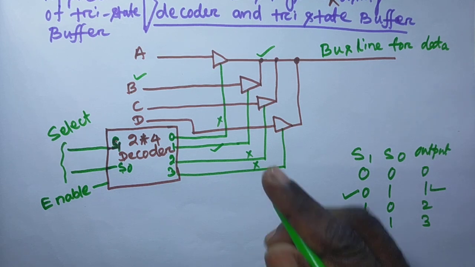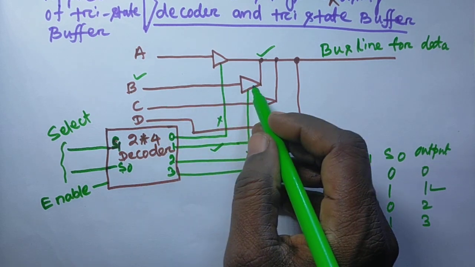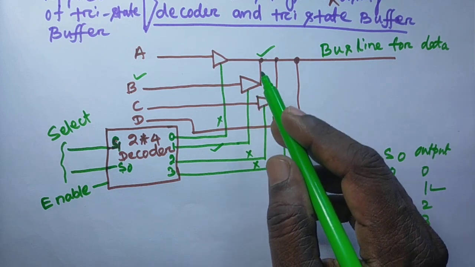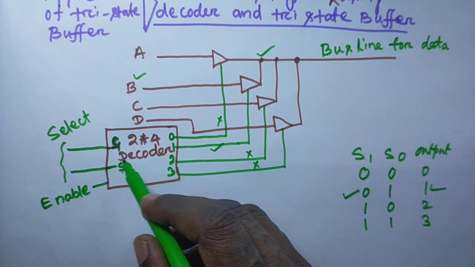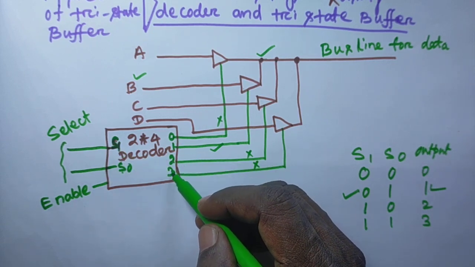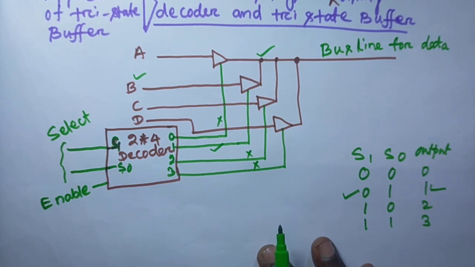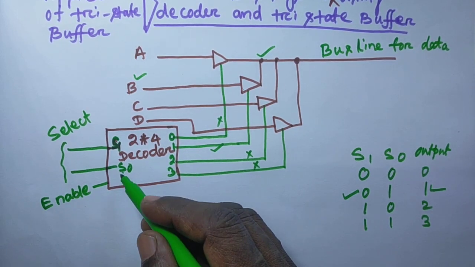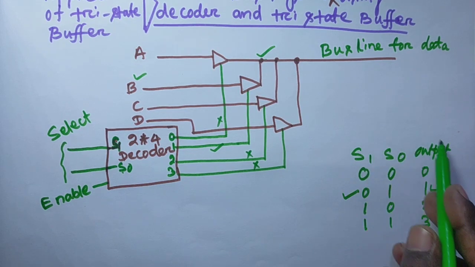So how will this be activated, or which buffer will be activated, or which buffer receives the data from A, B, C, or D? It depends on this particular 0, 1, 2, 3. These depend on these two selection inputs, or selectors, S0 and S1, and this will be designed through this kind of structure.